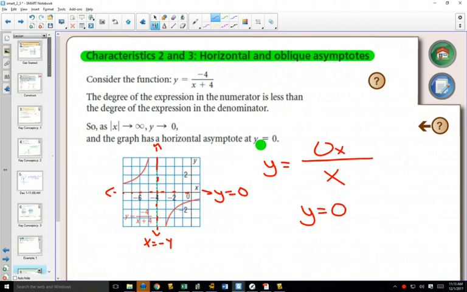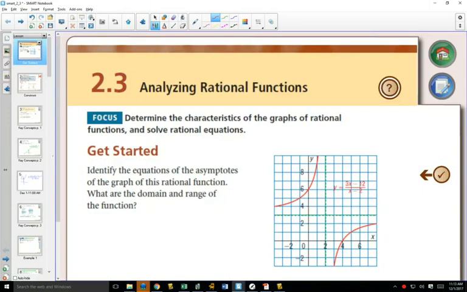In our very first example that we looked at in the getting started, the highest degree in this whole thing is a degree of 1. If you ignore everything else, you have 3 x's on the top, 1 x on the bottom. That simplifies to 3. And so that becomes your horizontal asymptote.